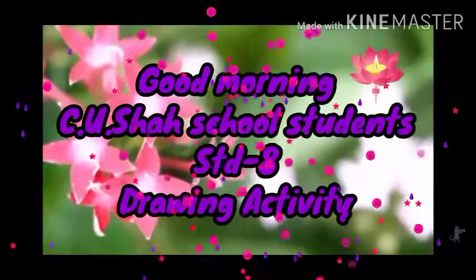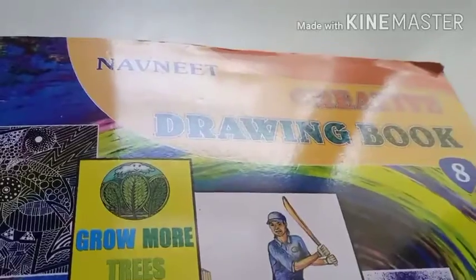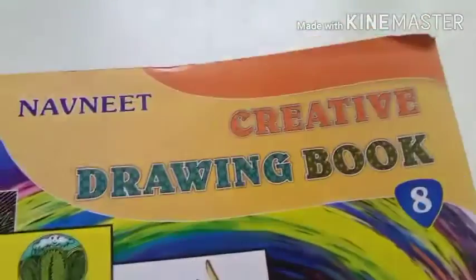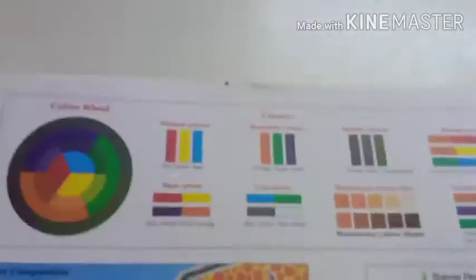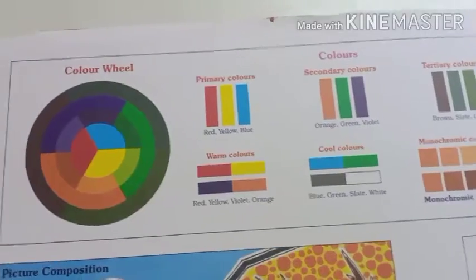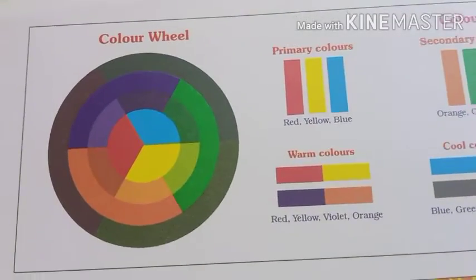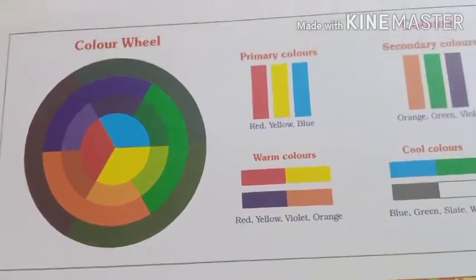So let's start. Okay, dear children, this is your drawing book. Creative drawing book of standard 8. And see, color wheel. You can see the different types of colors.